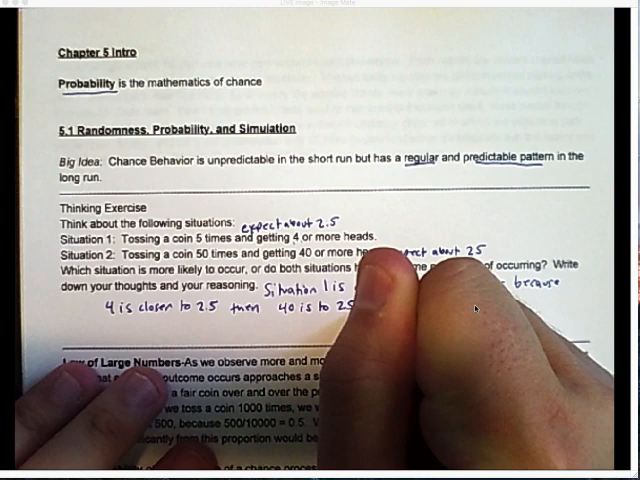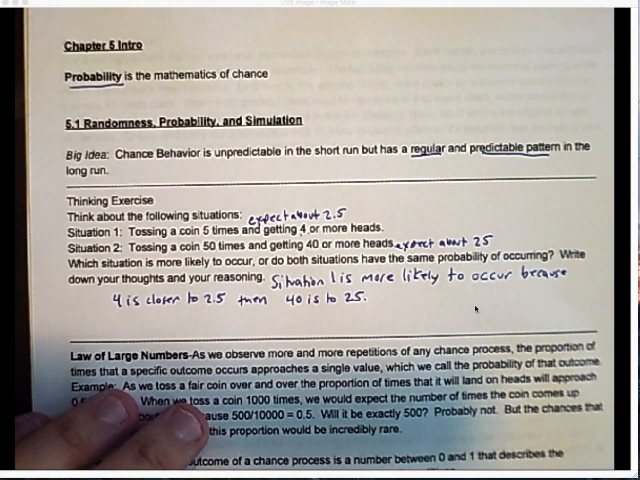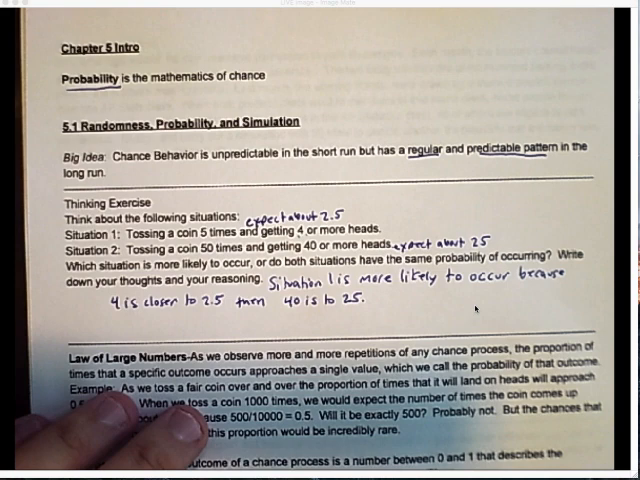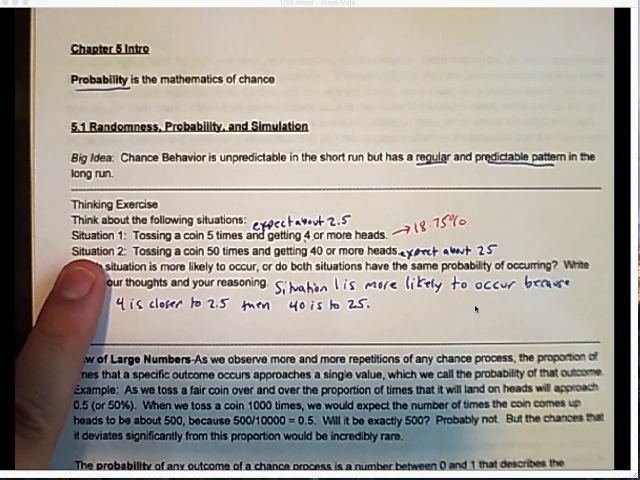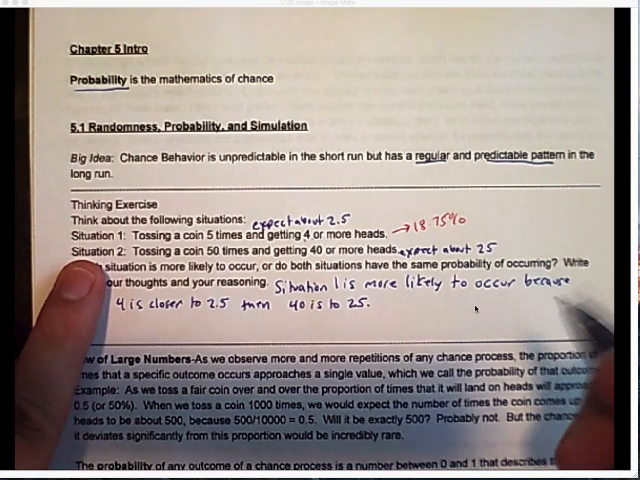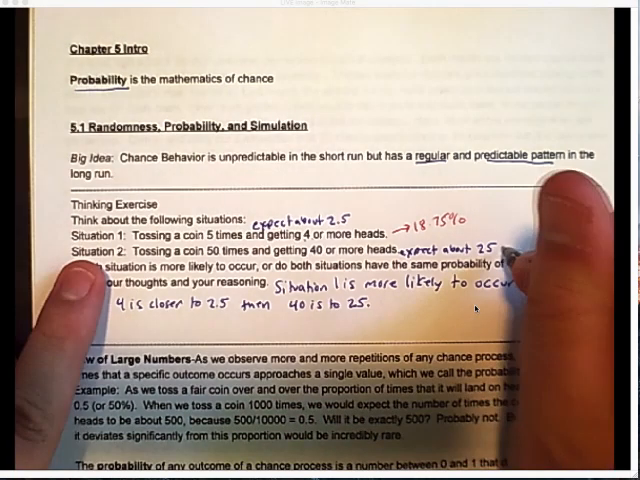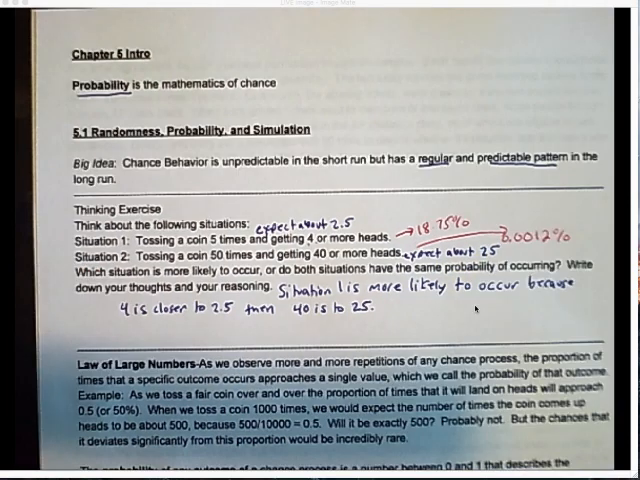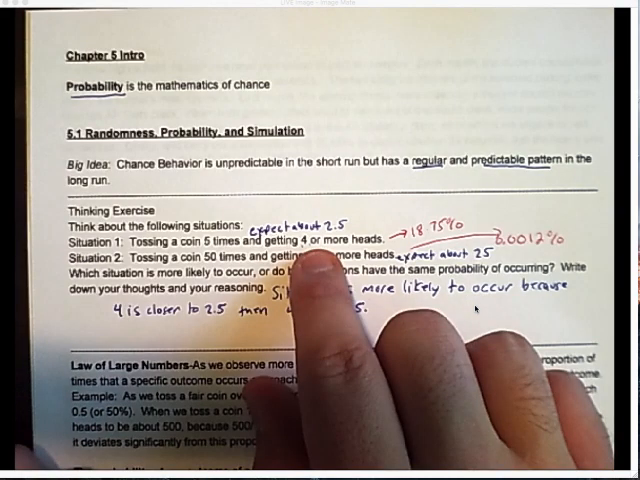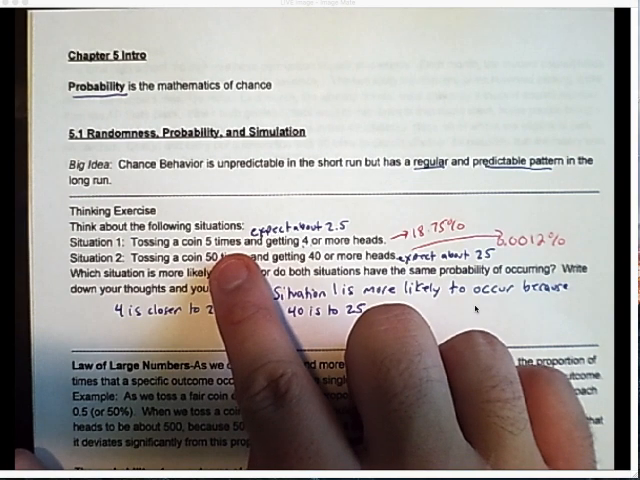And I'm just going to actually tell you what the probability is that we would observe that, theoretically. Situation 1 would actually happen with an 18.75% chance. But for situation 2, there's only a 0.0012% chance that it would occur. And later we'll figure out how to actually calculate those probabilities, but those are the probabilities. You might have thought, well, it's 80%. 4 is 80% of 5, and 40 is 80% of 50. That doesn't really matter.